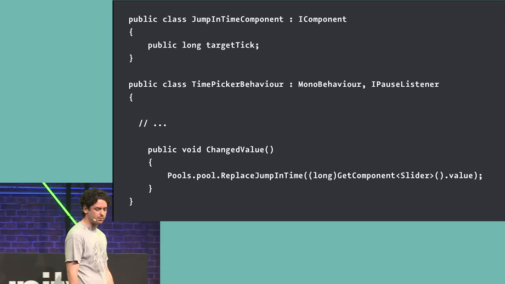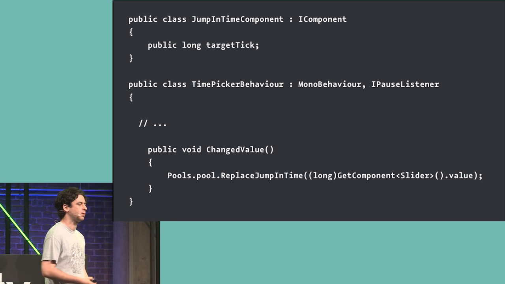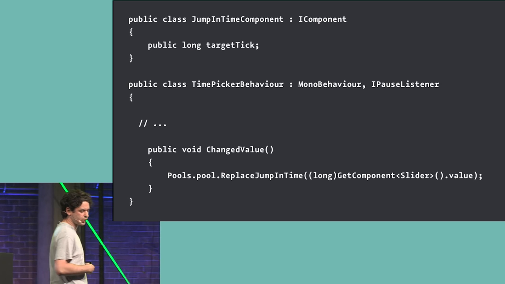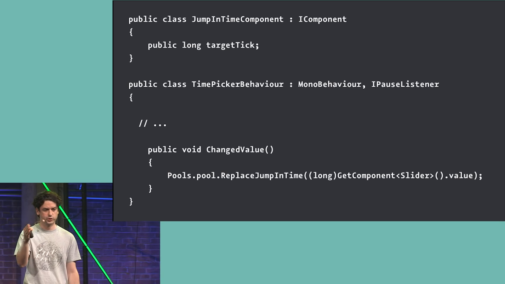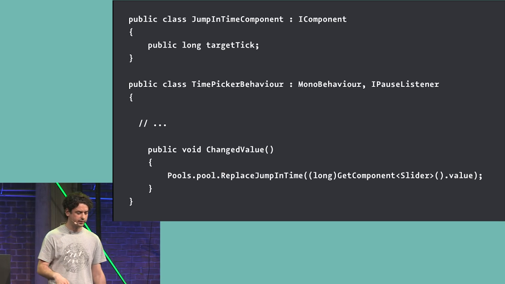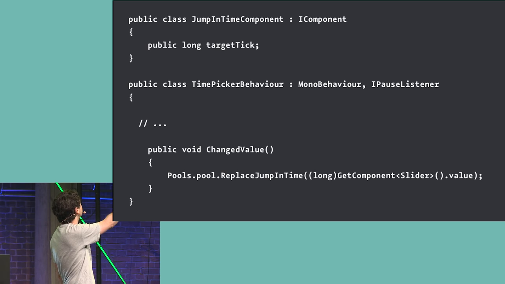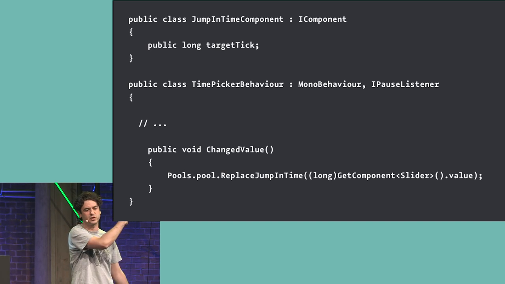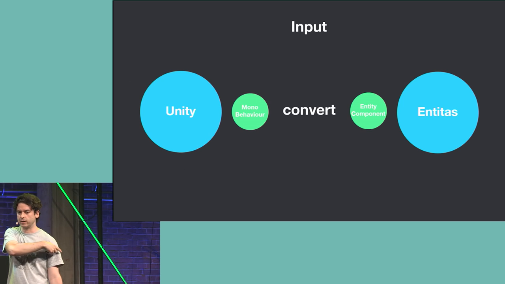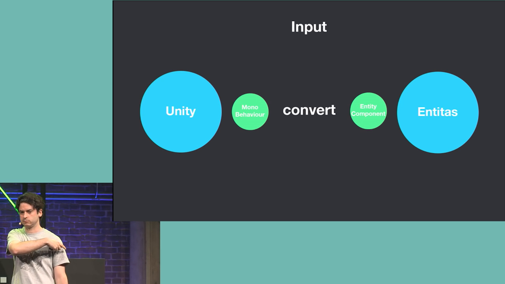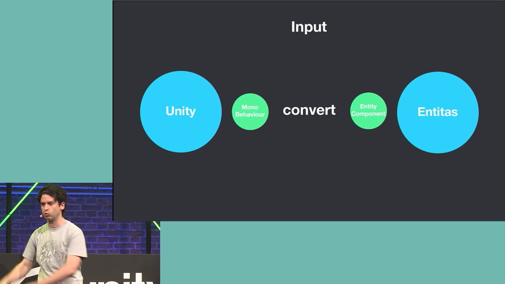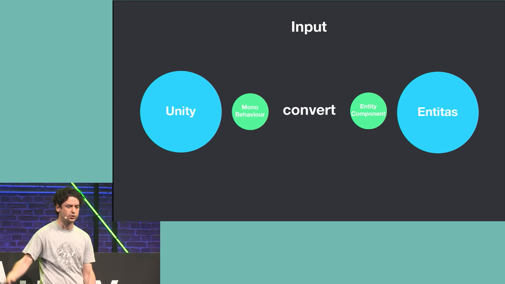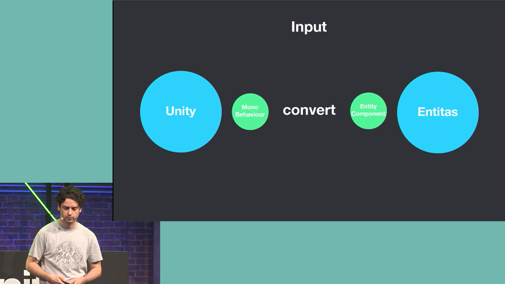So the only missing part is the jump in time component. This is a component which tells us what is the target tick. Where should we jump? And again, we have this time picker behavior, which has a changed value. And here, again, we just replay it, seeing the jump in time. And it's this thing again. Just converting input into Entitas. And now we can work with it and simulate on this, track this, and so on and so forth.